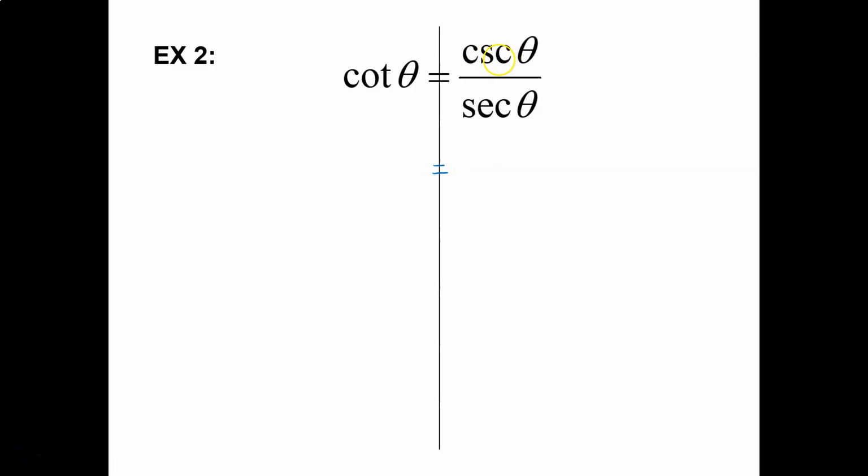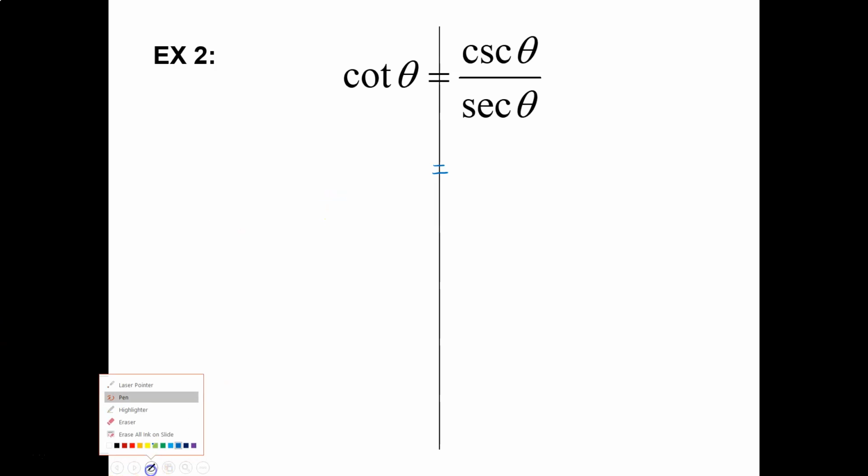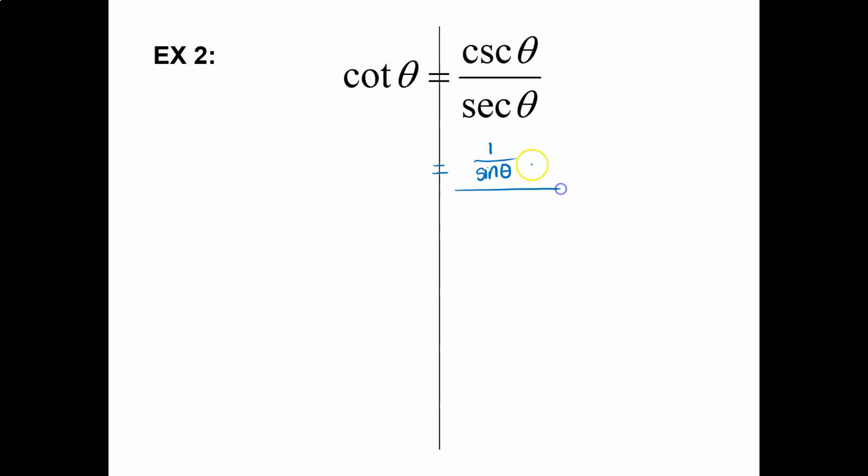All right, so cosecant. What is cosecant? 1 over sine of theta. What is secant? 1 over cosine of theta. So now I've got a complex fraction.